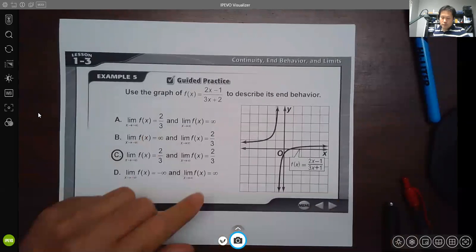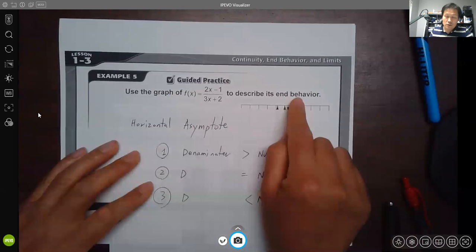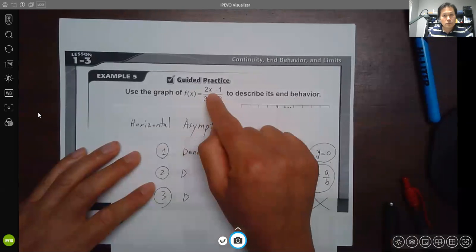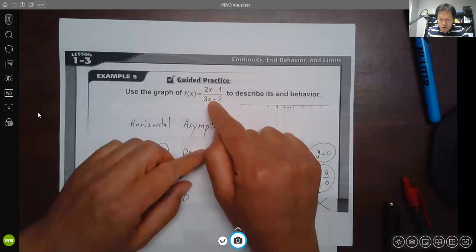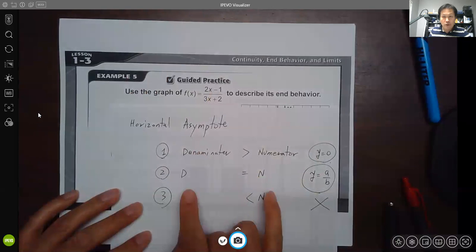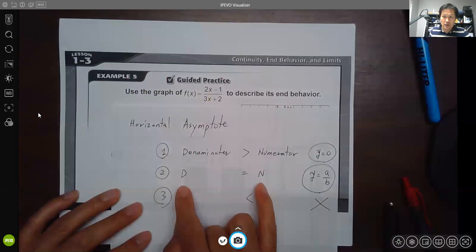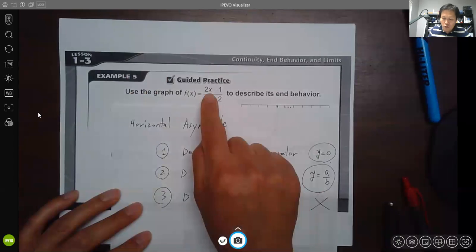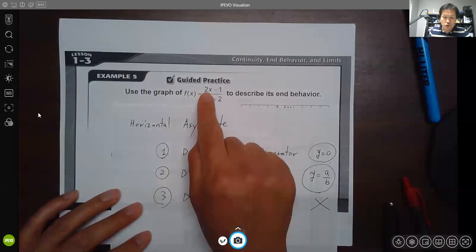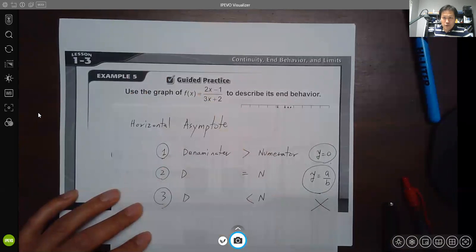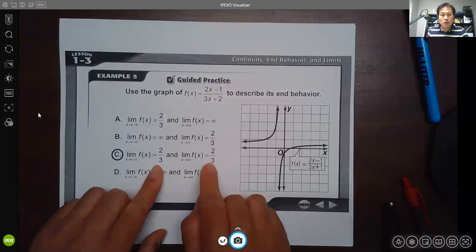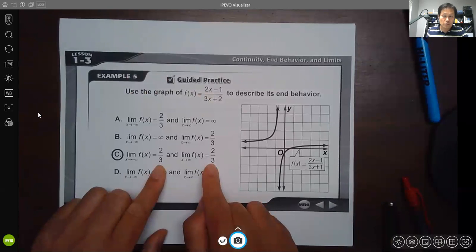Like this question, for the end behavior, you look at the highest power of x on the numerator, which is 1, and the highest power of x on the denominator, which is also 1. So the powers are tying, they're the same. The leading coefficient is 2, the other leading coefficient is 3. So it should be 2 over 3, the horizontal asymptote. Both end behaviors will be approaching 2/3.